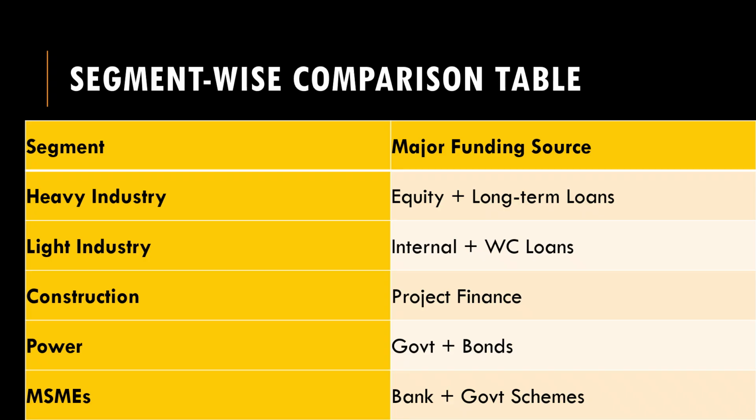This is the segment wise comparison table for the sources of finance. The heavy industry majorly depends on the source of finance from the equity and long-term loans. Light industries depend on internal and working capital loans. Construction industries depend on the project finance. Power industries depend on the government and the bonds or the debentures. MSMEs, banks, and government schemes.